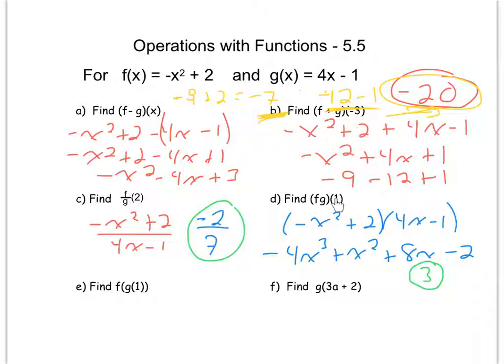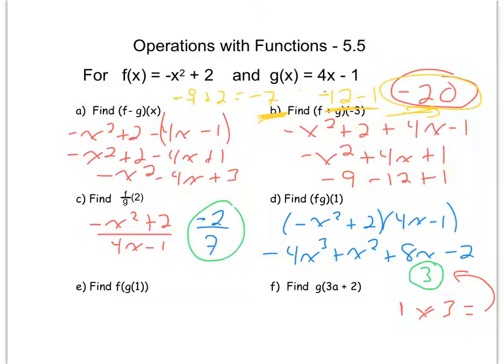And again, the shortcut, the easier way, would just be to take 1 and plug it into both of these and multiply them. Let's see what happens. Take 1, plug it into f. Negative 1 squared is negative 1. Negative 1 plus 2 is positive 1. That's going to be 1, times g of 1. Well, that's 4 times 1, which is 4. 4 minus 1 is 3. 1 times 3 is equal to 3.